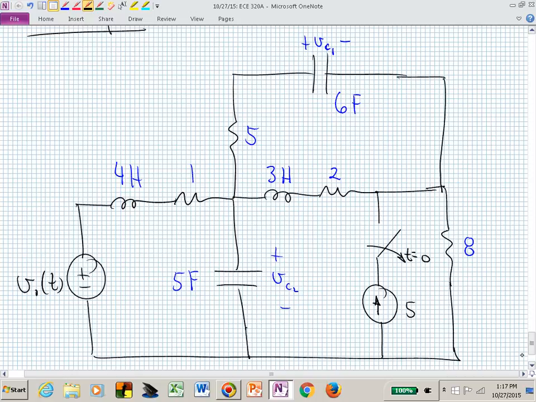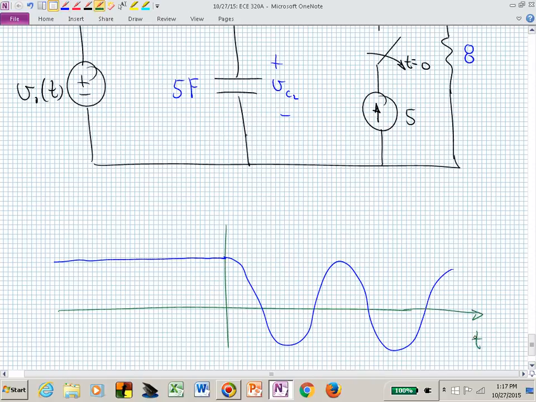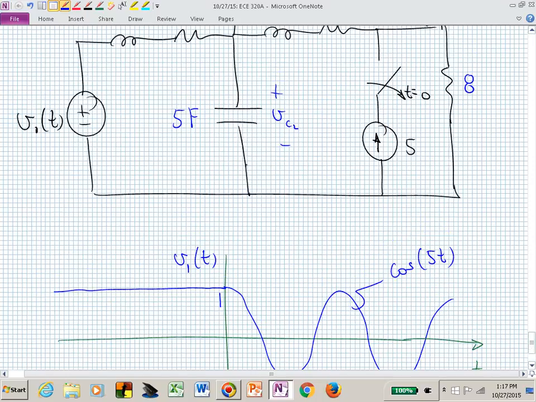Oh, I need to tell you what V sub I looks like. Let me say that V sub I of t is something before 0, and then it starts shaking after 0. So this is now, let's say this value is 1. This is V sub 1 of t. And I'm going to say that this shaking is shaking at a frequency of 5 radians per second. And that's what V sub I of t is.